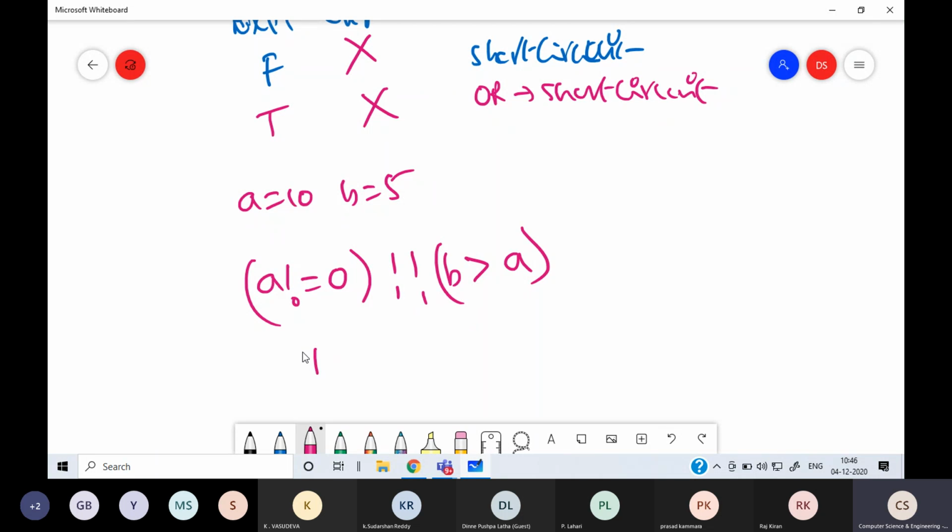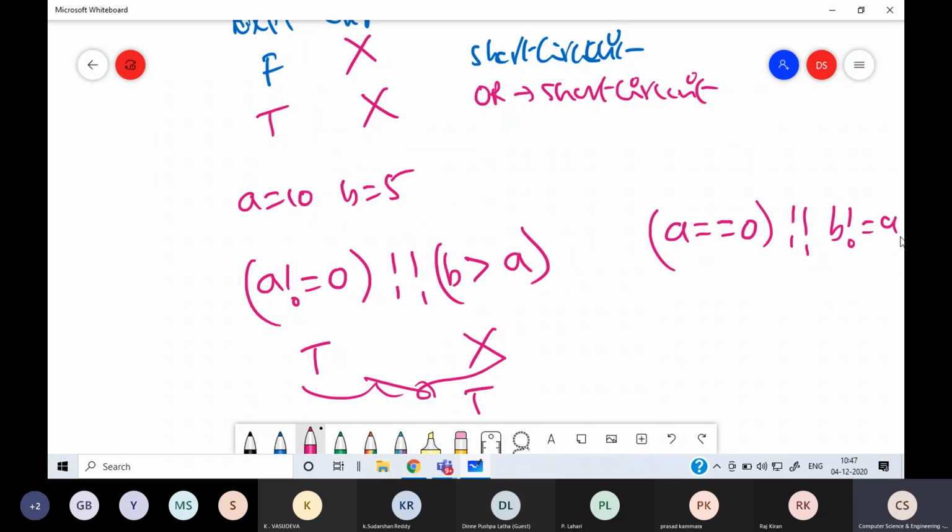Now A not equals to 0 is true. So this is not evaluated because it is short circuit, and it is going to be true. Next, suppose I say A equals to 0, then suppose I write B not equals to A. Then this is false, then it will come here, this is true, then the result of the expression is going to be true. So this is how the short circuit operation works with ORing and ANDing.